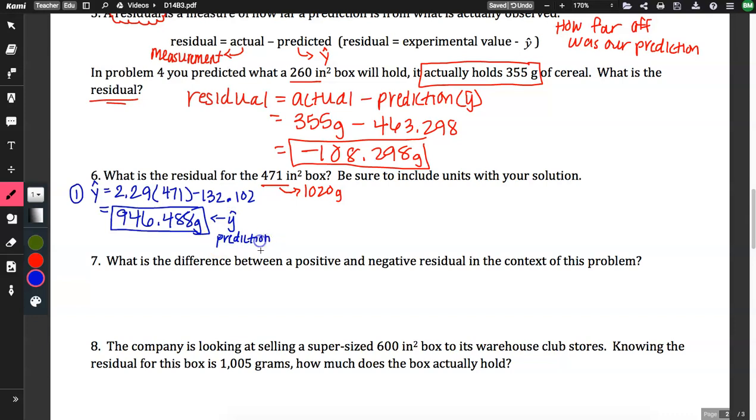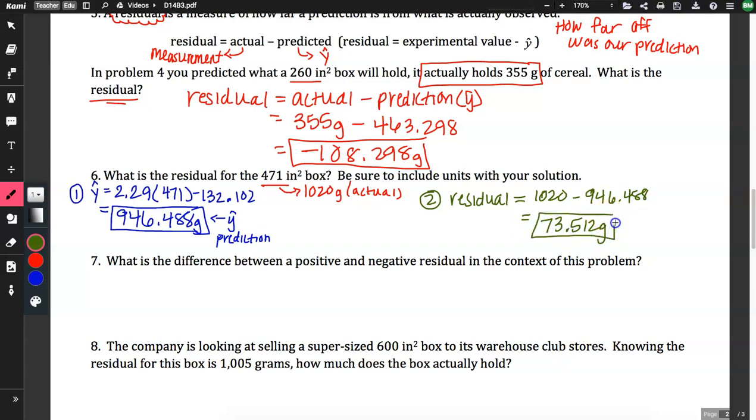Either way you want to think of it. And then this value over here is the actual value. That's how much it actually held. So let's calculate our residual. Step 2. Our residual will be the actual minus the prediction. So our actual amount was 1,020 minus the prediction equals 73.512 grams. In this case, our residual is positive. So it's telling us that we're actually holding more than we would expect. That kind of answers the next one.